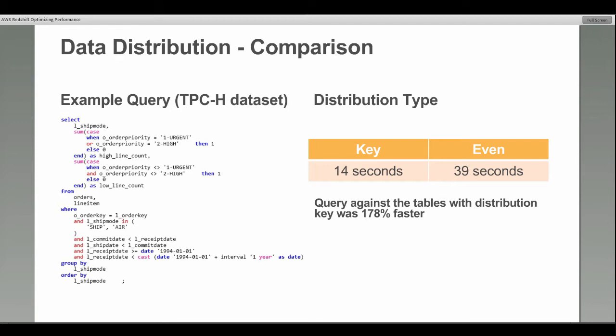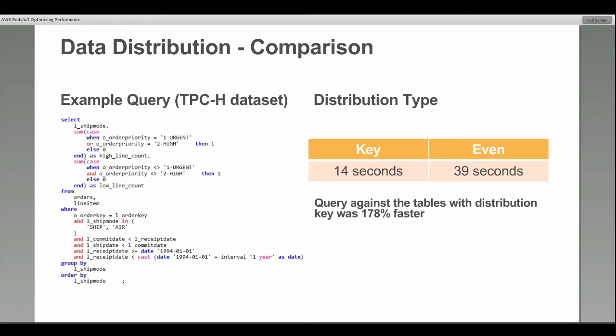distribution key of order key. And then I created another set of the orders and line item table, but I didn't define a distribution key. I left them as distribution even. And when I ran my query, when I defined a distribution key, the performance is significantly faster than when I didn't define a distribution key. So as you can see, in this case, 178% faster, pretty significant.